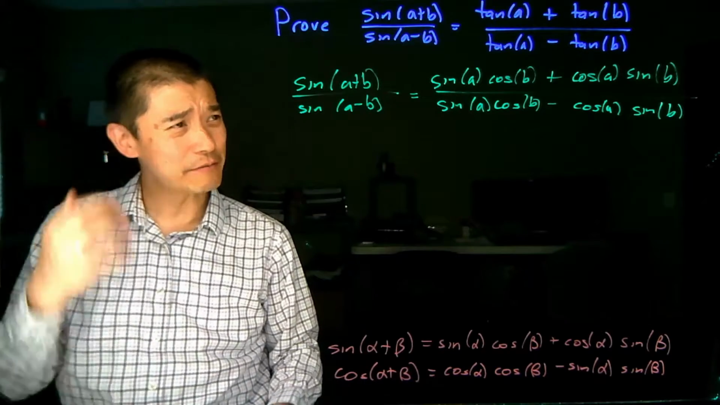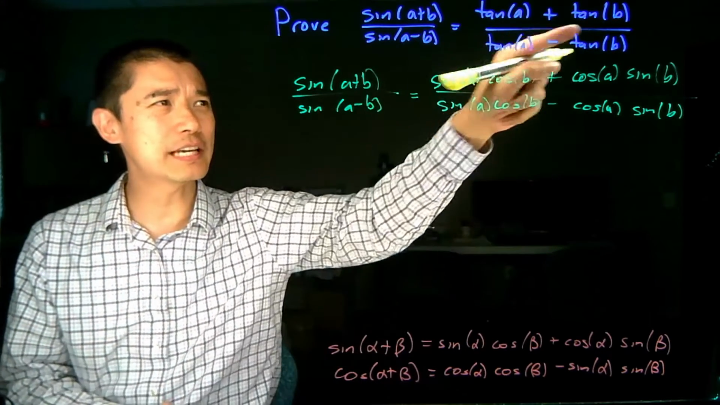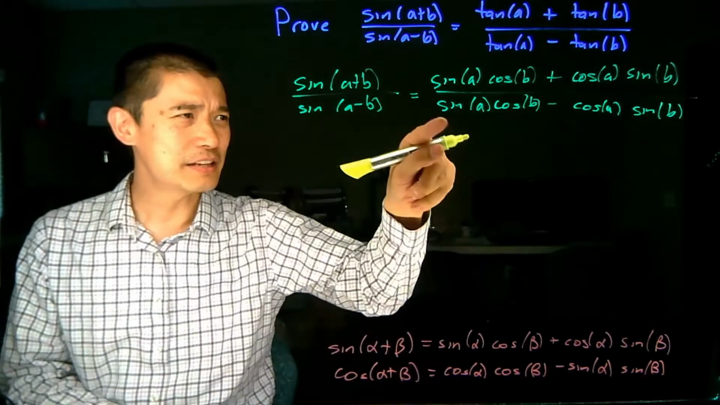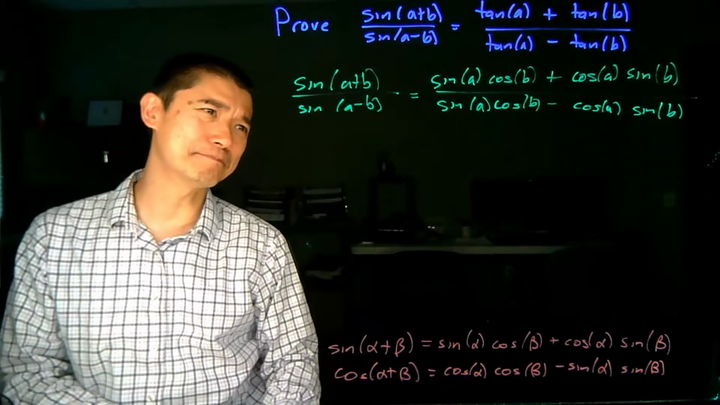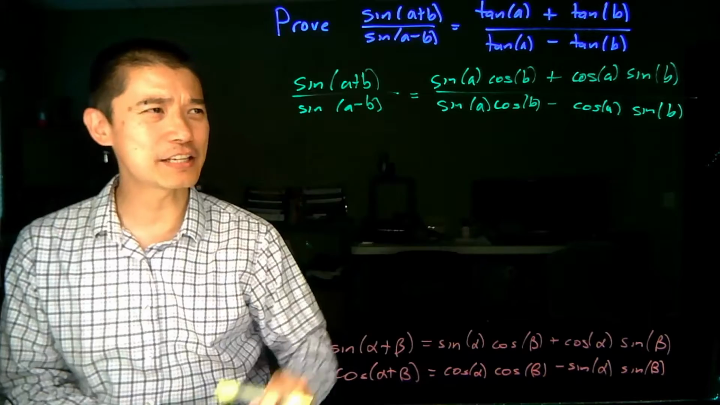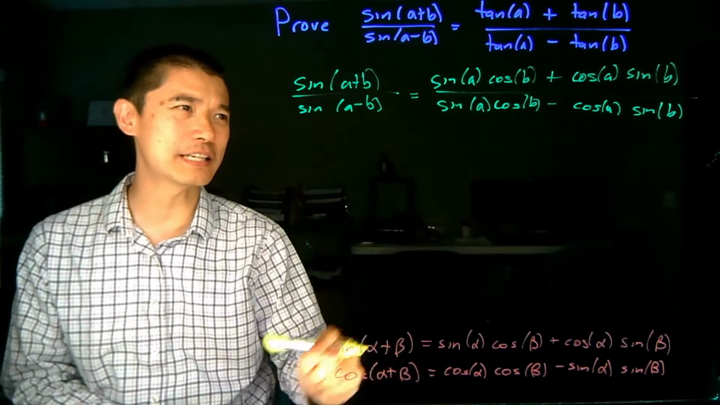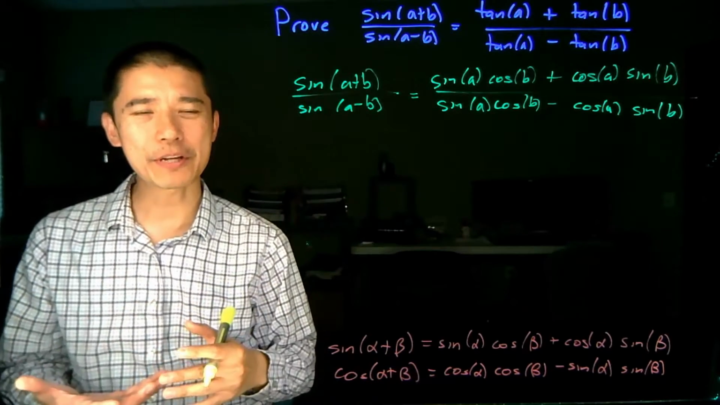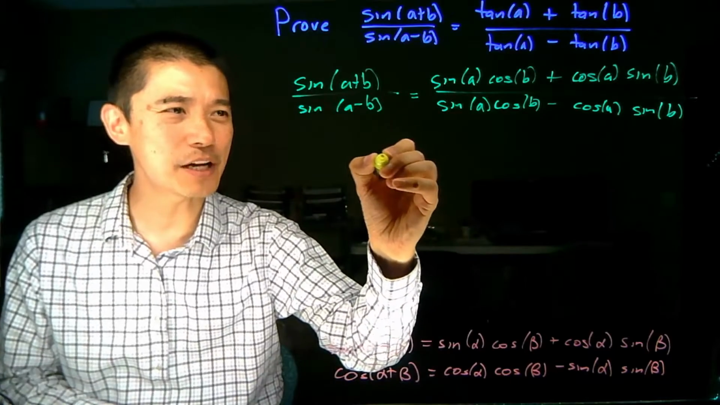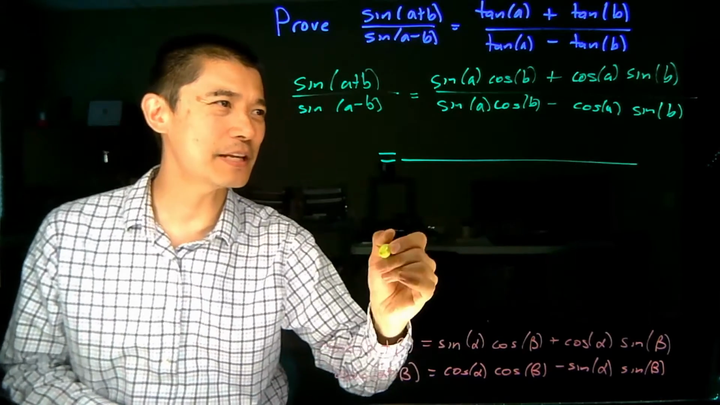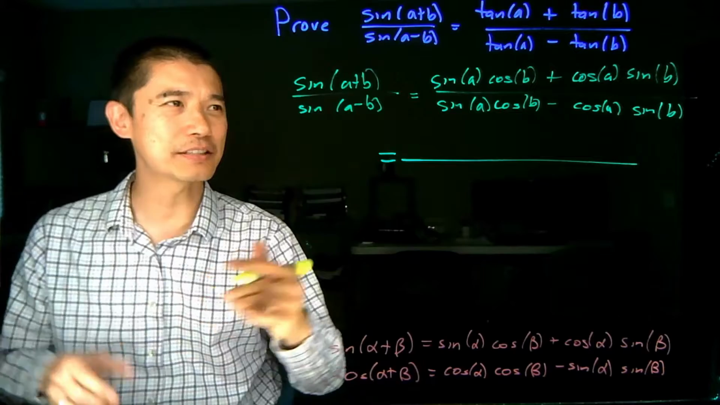Well, in this case, we have to take a look at where our goal is. Our goal is to get tangents over here. And if you take a look at what we've got, we don't have anything that looks like tangents. In order for us to have tangents, we need cosines in the denominator. So one way we can handle that is that we can multiply top and bottom of the fraction by the same thing to create those fractions.